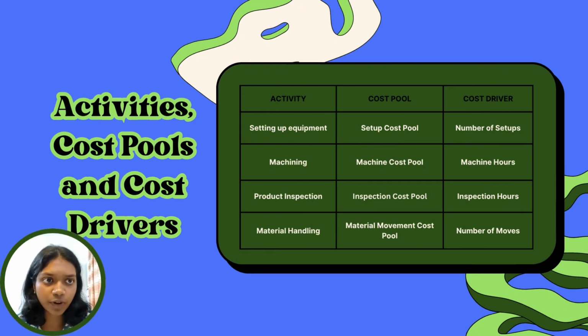The same goes for product inspection. The cost pool for product inspection is inspection cost pool, and the cost driver for product inspection is inspection hours. And the last activity, material handling. The cost pool for material handling is material movement cost pool, and the cost driver is number of moves.